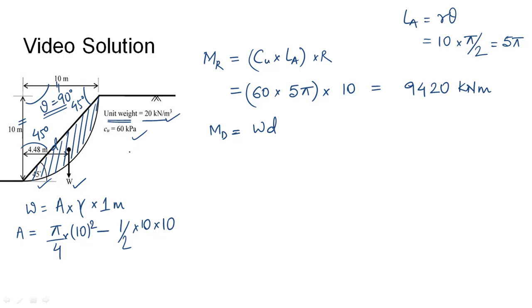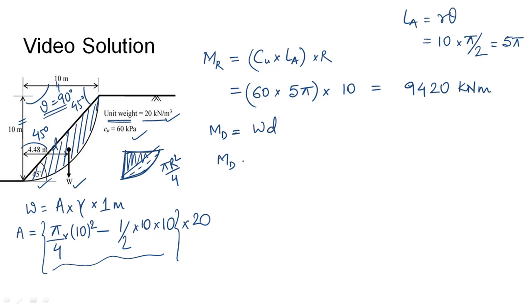So we are given an area like this. What we are doing is, first we take the whole circular segment, that is pi r square by 4, and then we subtract this triangle to get the circular segment. This would give the area, and we can take the product of this with the density, that is 20, to get the weight.